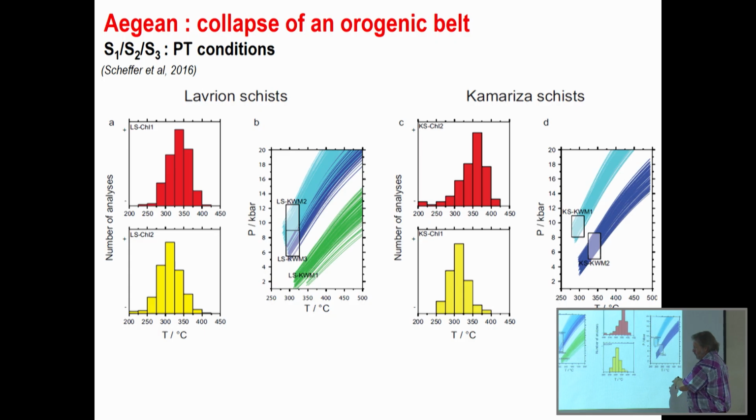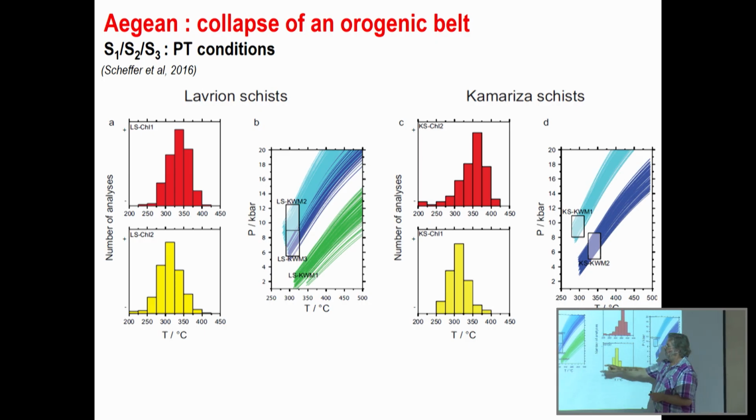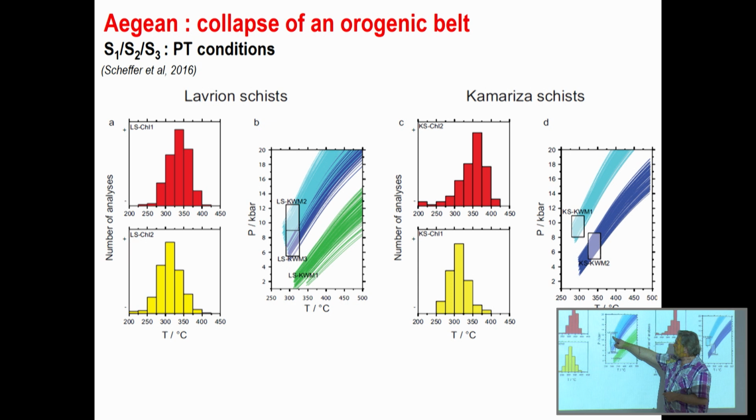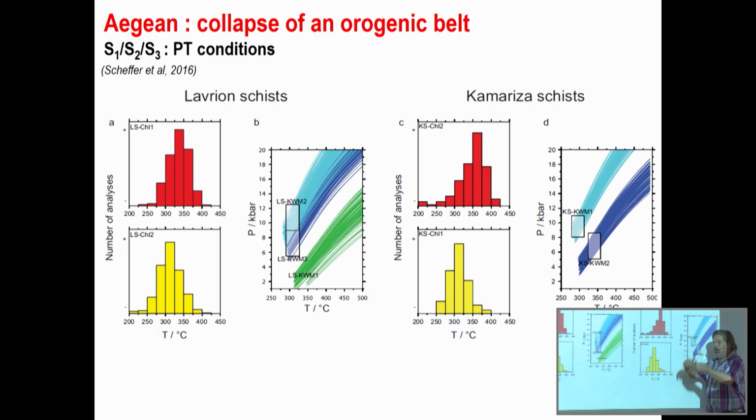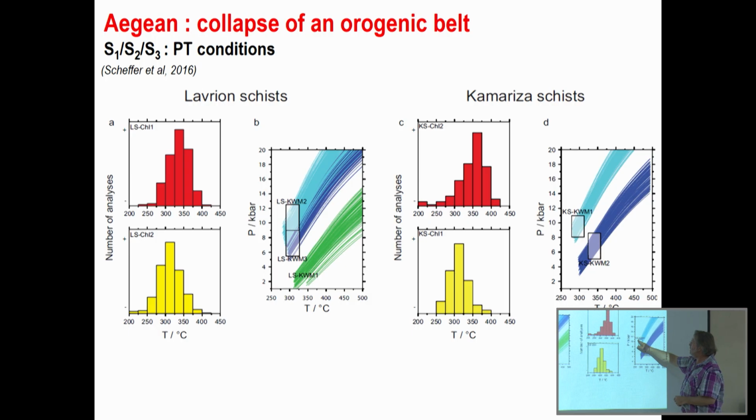For the greenschist facies, so the bottom unit, there you see a clear increase in temperature, going from S2 to S3. That's S3. So there's a clear increase in temperature. So there we are in business. S1, S2, slight decrease in temperature with decrease in pressure. That's at the higher structural level. And at the lower structural level, from S2 to S3, increase in temperature with decrease in pressure.